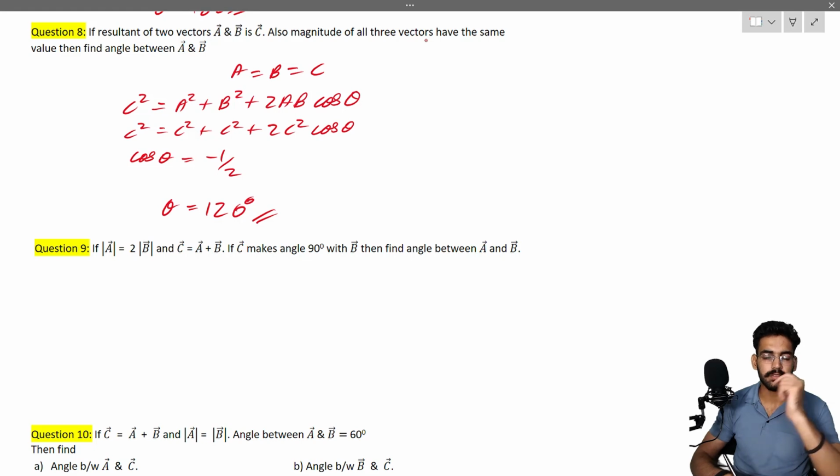Now the next question we have is: if vector a equals 2 times vector b, and vector c equals a plus b. If c makes an angle of 90 degrees with the b vector, then find the angle between a vector and b vector. Okay, so that's all.